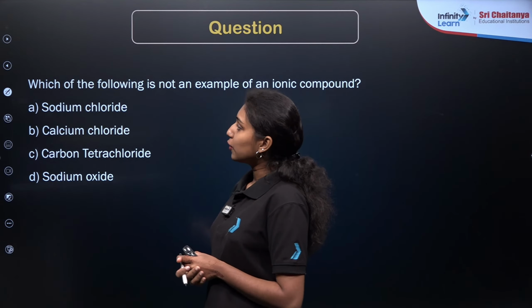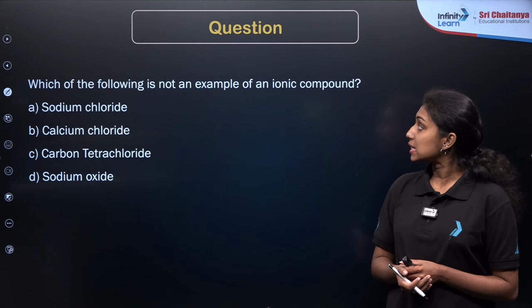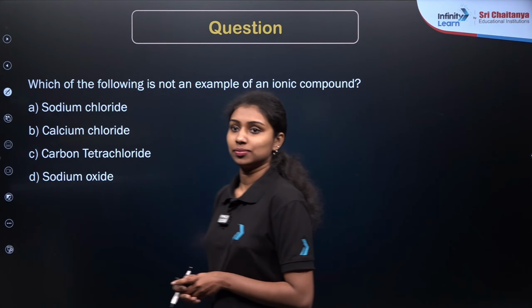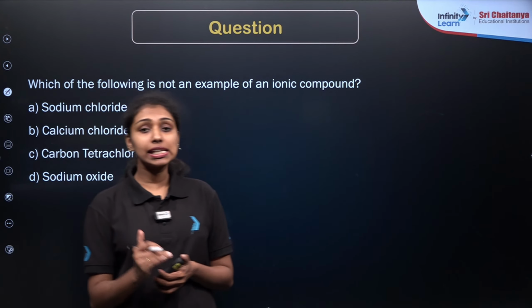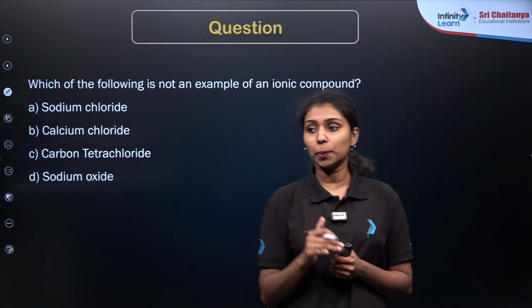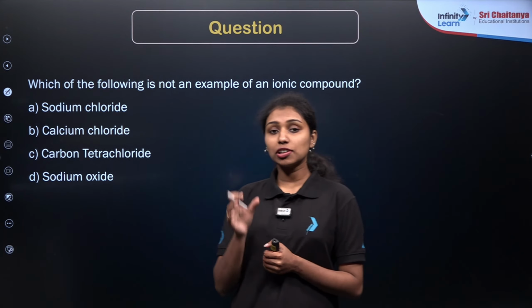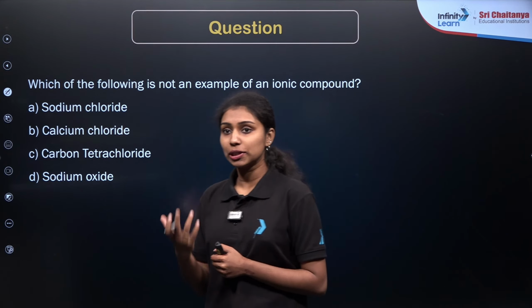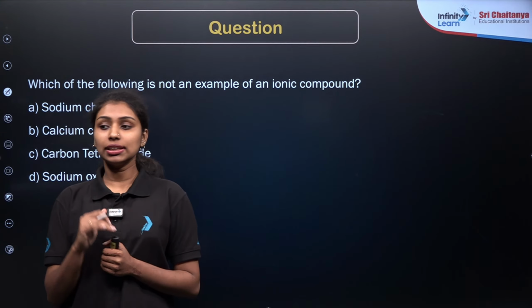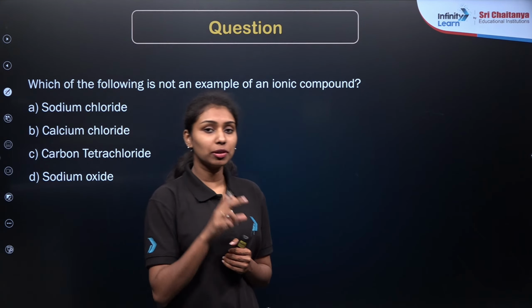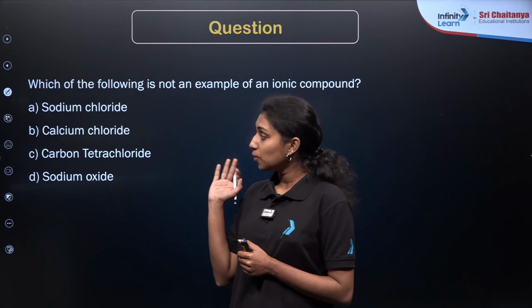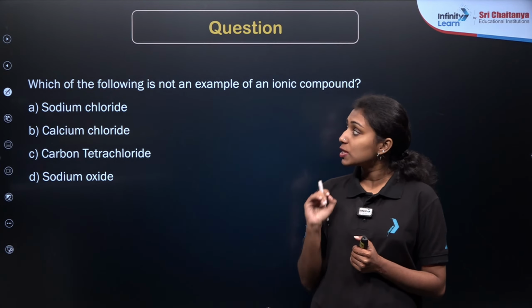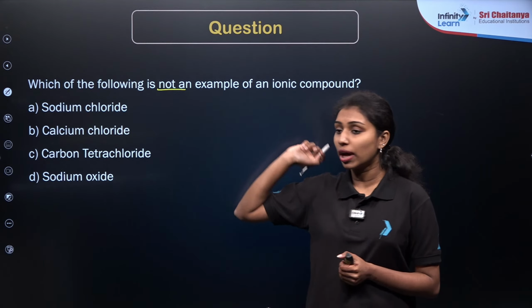Okay, read the question carefully. Which of the following is not an example of an ionic compound? Read the question carefully. We have already seen how ionic compounds are formed. They are formed by the ionic bond formation, right? So there will be particular metals and non-metals present over there. One of them will be losing electrons, and another one will be gaining electrons to form cations and anions. So from the given options, we need to identify which one is not an example of an ionic compound.